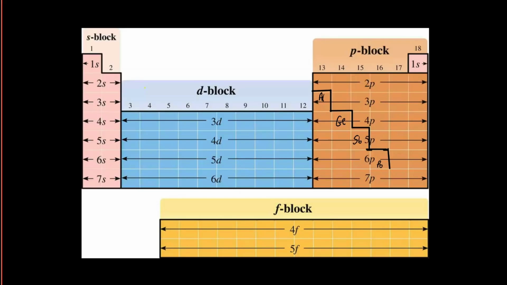Metals are to the left of this zigzag line, and nonmetals would be on the right side. Metals tend to lose electrons. Nonmetals gain electrons. So you would think then that metals will form positive cations and nonmetals will form negative anions.